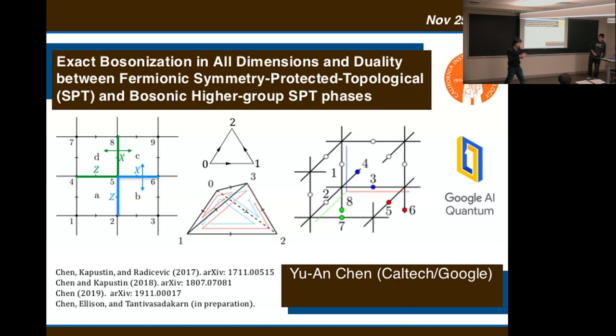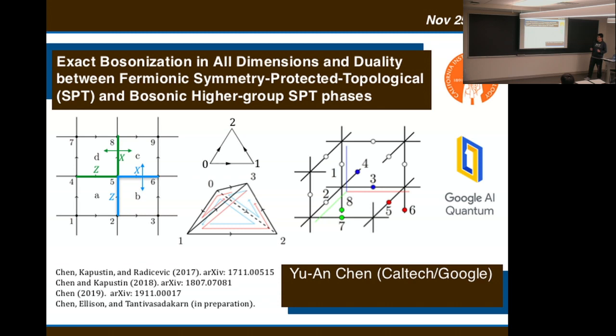Today my talk is based on my first three papers with my advisor Anton Kapustin and one audience member here, George, and my recent paper with the other audience members, Dan here and Anderson. The first three are about bosonization. By bosonization, we mean the mapping from fermionic operators to Pauli matrices. So we will show that, as just the outline of my talk.